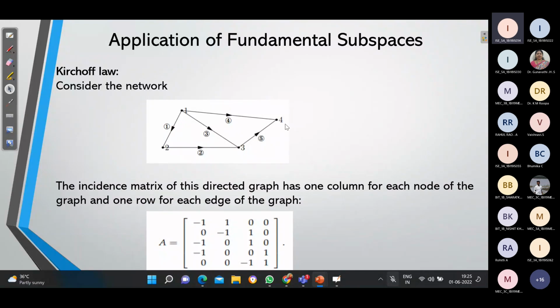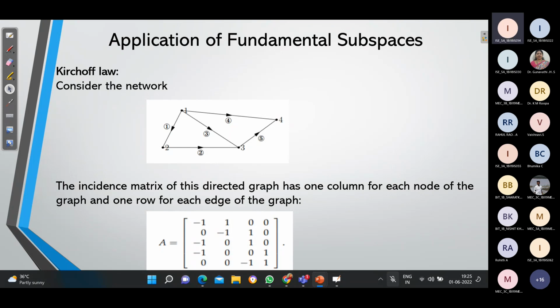The incidence matrix is made up of the edges and the nodes. The columns represent the nodes and the edges represent the rows. Since it's 4 nodes and 5 edges, it is basically a 5 by 4 matrix. Wherever there is an outward edge, it is minus 1, towards it is plus 1, and when there is no edge, it is 0.